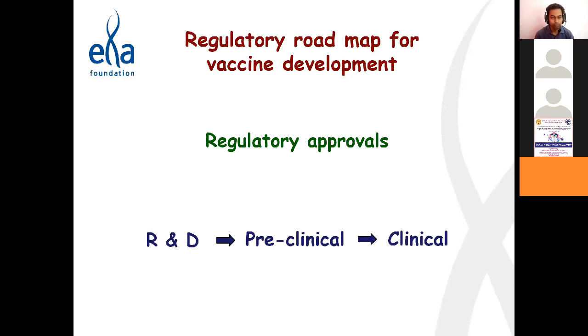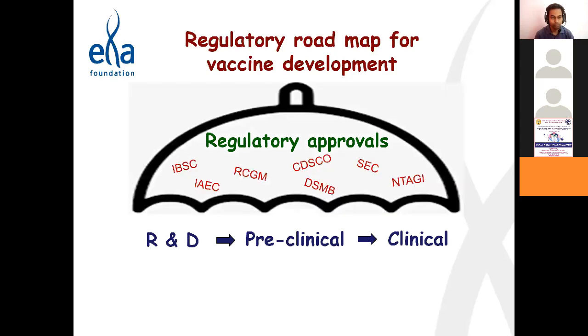But for all these things we need a lot of regulatory approvals, and it's under a big umbrella. Each and every aspect is taken care of by different committees which are in place. So we have the Institutional Biosafety Committee, IBSC, the Animal Ethics Committee, RCGM, which is the DBT body, and CDSCO. You must be aware of this. These are all the Drug Controller General, and the DSMB.